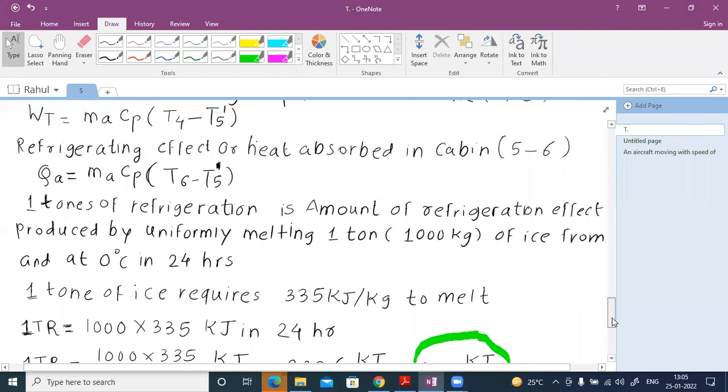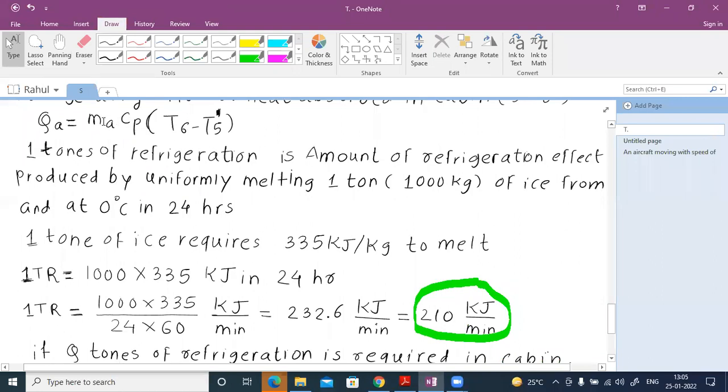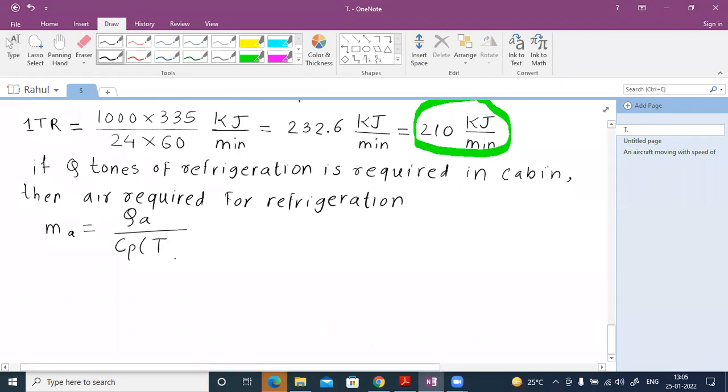All of you see here, from this equation, the mass flow rate ma is given by QA divided by Cp into T6 minus T5 dash. Is that okay? I'll just write it down one more time. It is given by QA divided by Cp into T6 minus T5 dash, right?